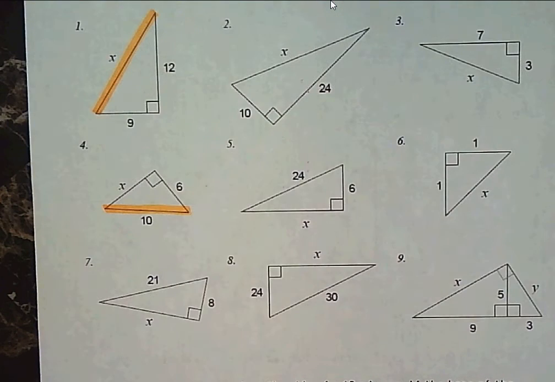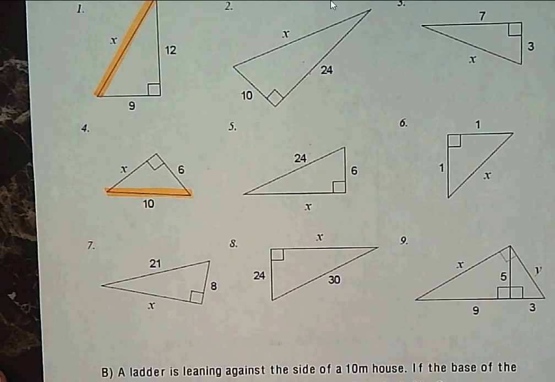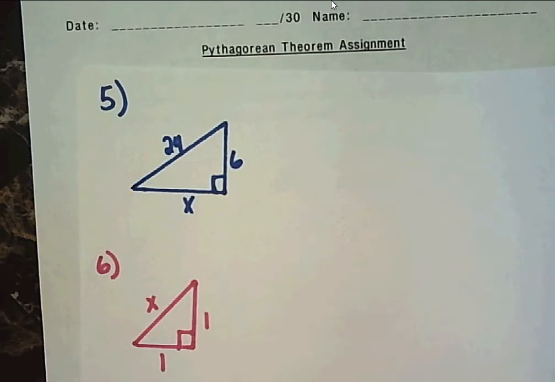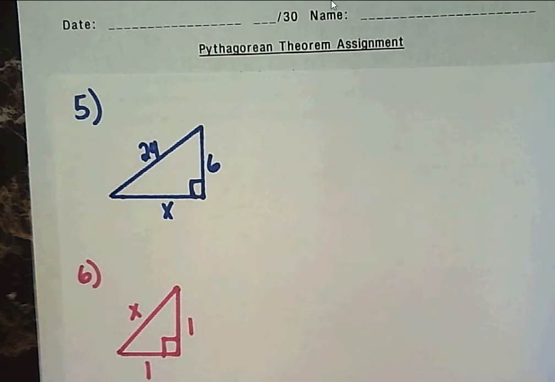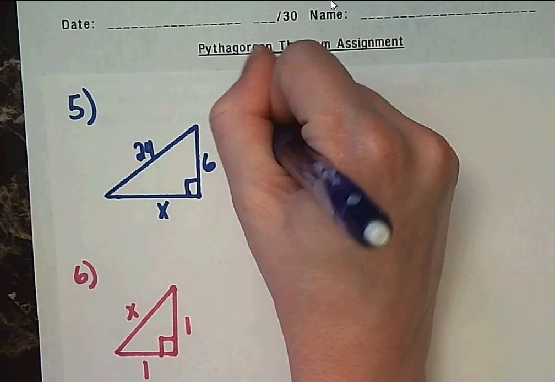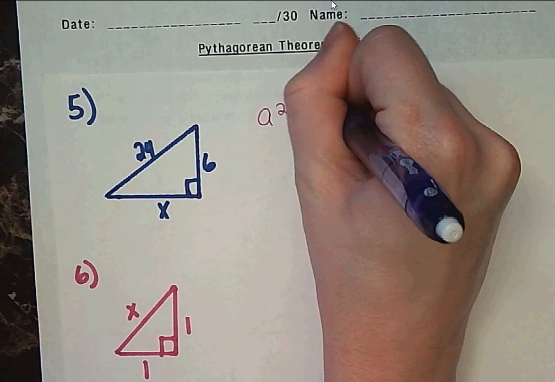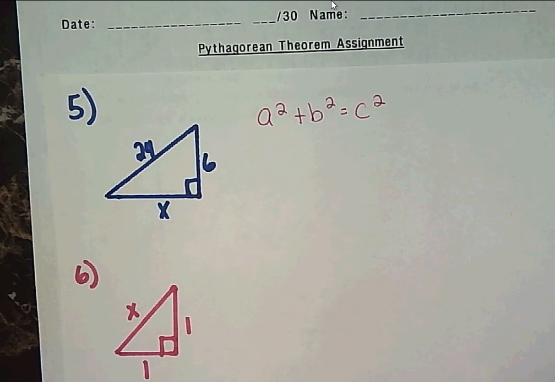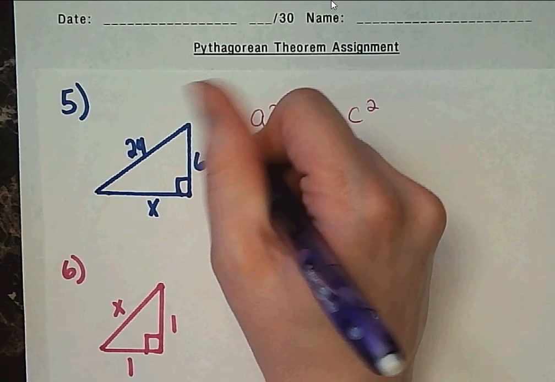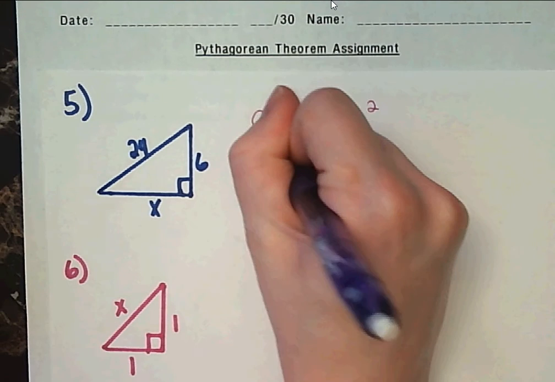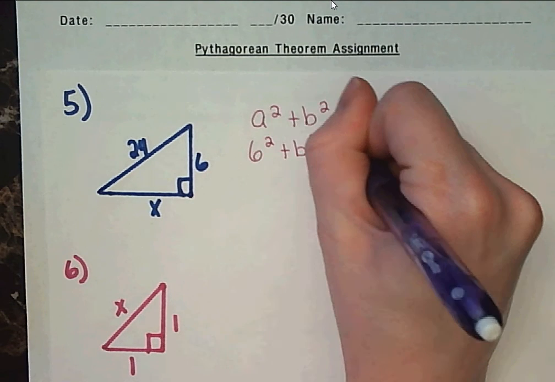Okay, let's take a look at number 5. We'll do one more as an example, then I'll have you try some on your own. So number 5, you'll notice, is another missing leg. Let's see how we could solve that together. So here's number 5. I redrew it for us, so it's a little bigger. Okay, so we have a squared plus b squared equals c squared. Let's see if we could solve that. 6 squared plus b squared equals 24 squared.